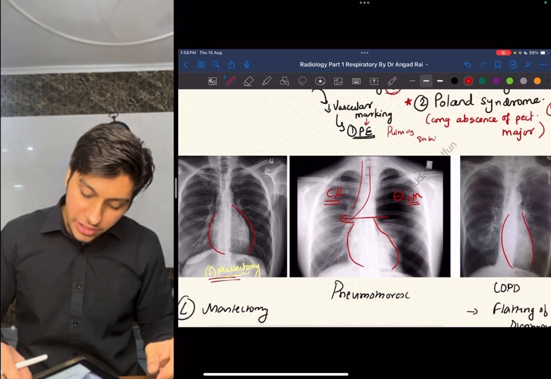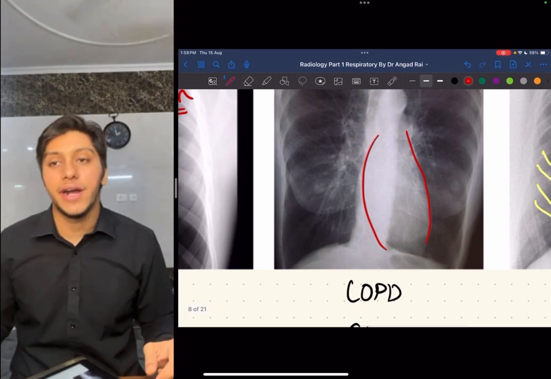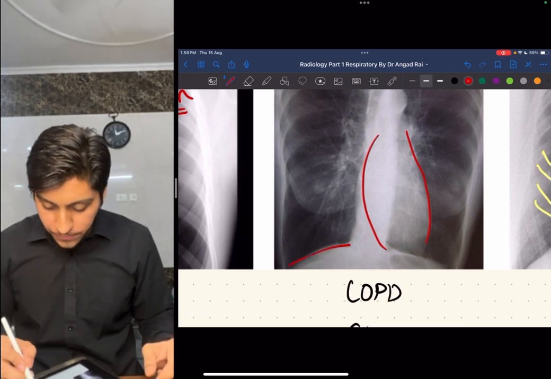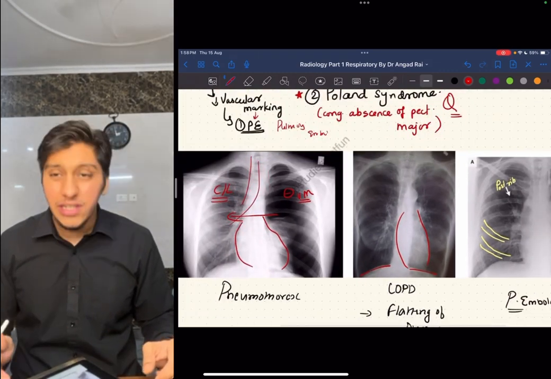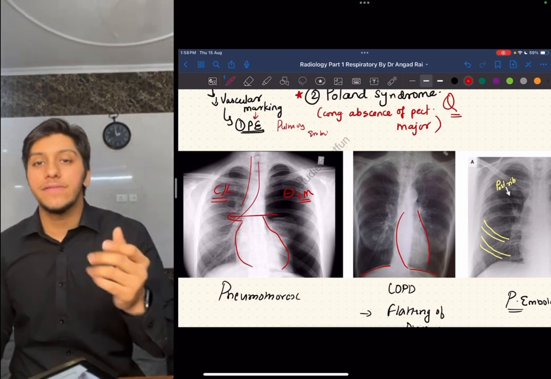Okay, another condition is going to be COPD. Now how do I know this is COPD, guys? First of all, you see there's a tubular heart. Along with that, you can see the diaphragm. With respect to normal and other conditions, you see there is so much flattening of the diaphragm, and there will be hyperinflation in case of COPD.